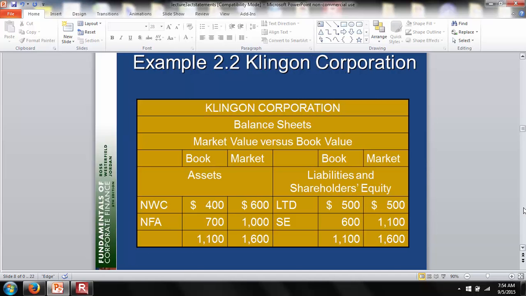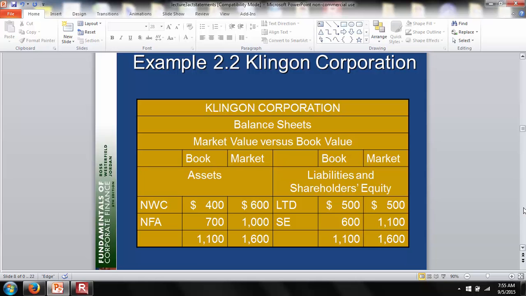Okay. So let's compare these numbers. We have a company, Klingon Corporation, and the net working capital is 400 million, and that is the book value. The market value is 600. So where could the big difference be? If you look at the difference, chances are that comes from inventory. So cash, there's not going to be any difference. Accounts receivable, there could be a little bit of a difference, but not so much. And the chances are that it is the inventory.